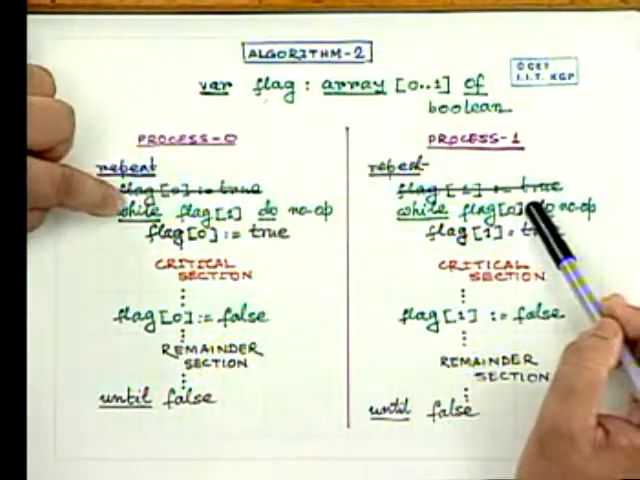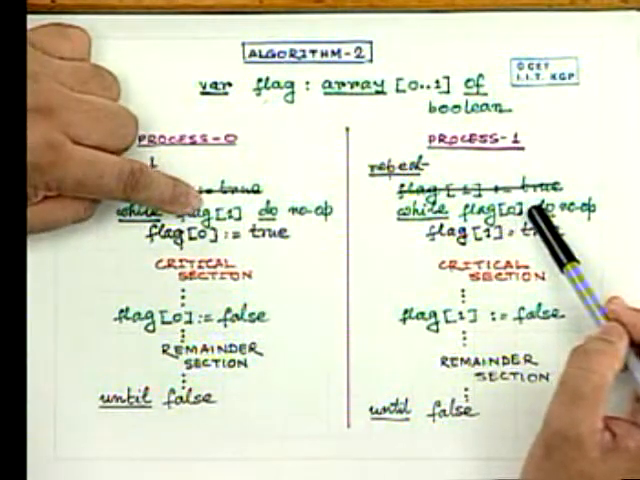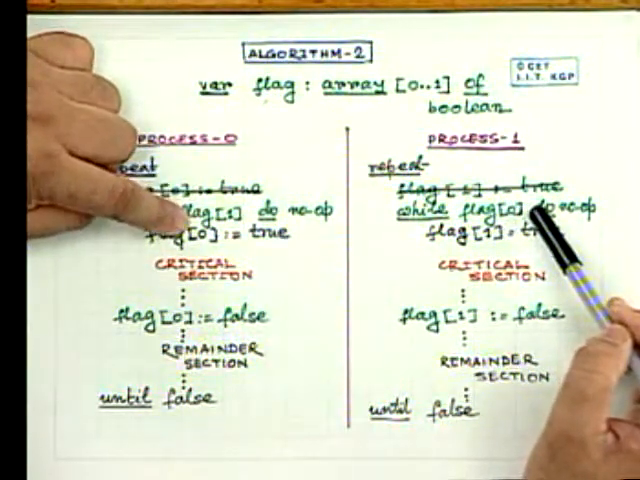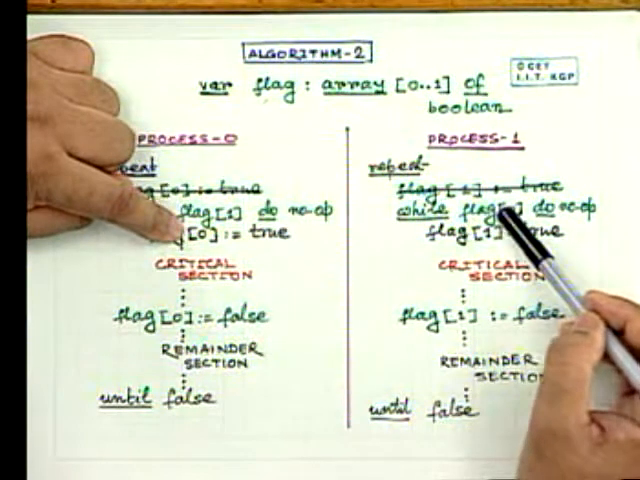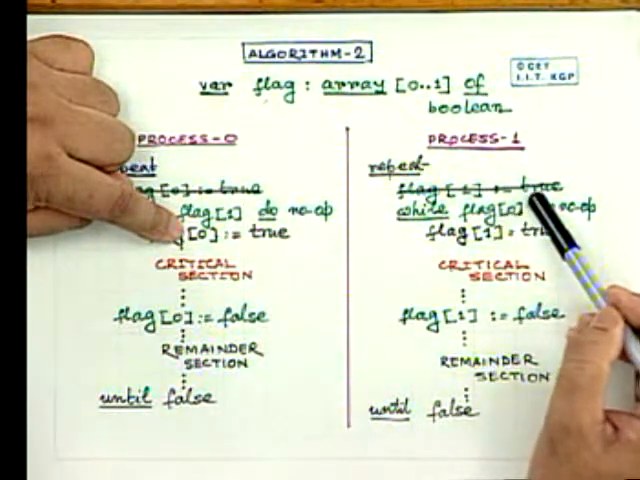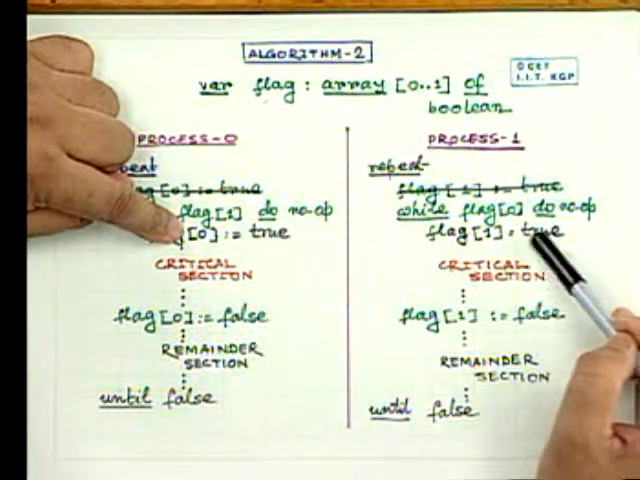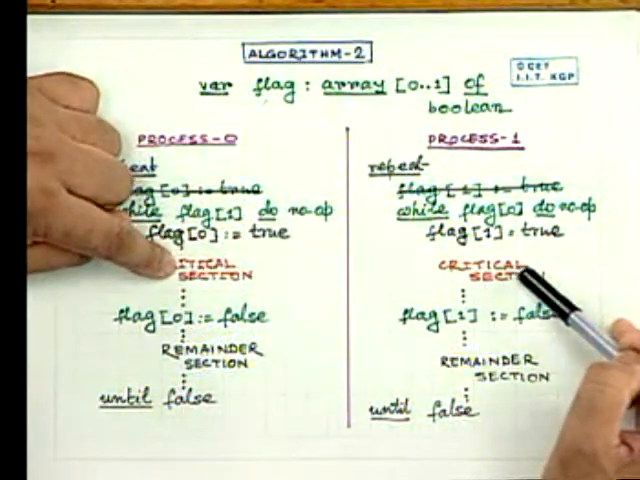Both of them come over here. It sees that flag 1 equal to false. Therefore, it enters, makes flag 0 equal to true. This process 1 sees that flag 0 is equal to false. Therefore, it enters and makes flag 1 true, and both of them enter the critical section.